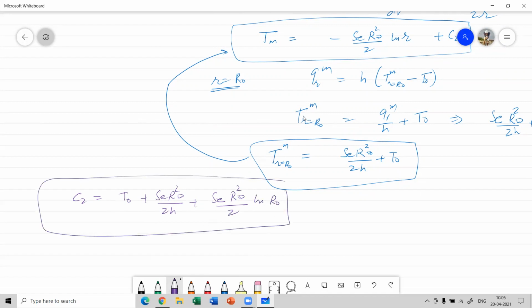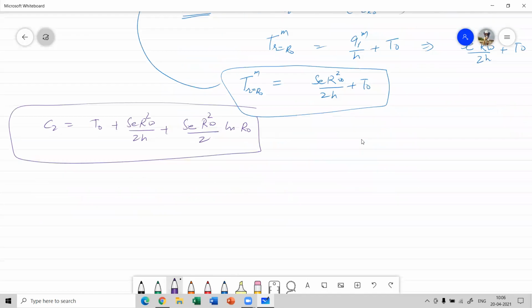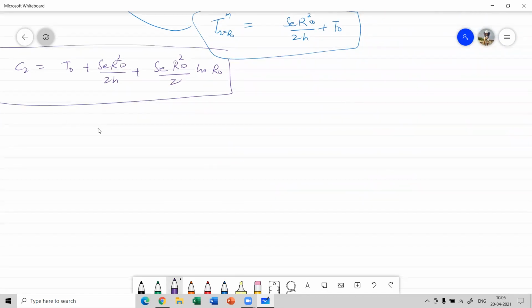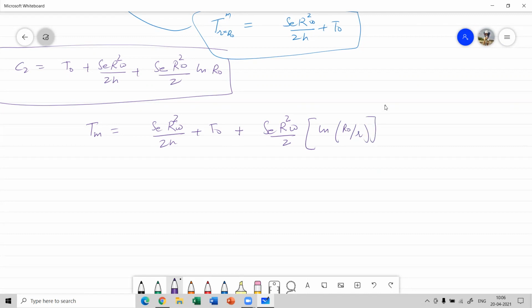Now, if we substitute back over here, we have the temperature profile of the metal, which will be Tm as SE R square W by 2H plus T naught plus SE R square W by 2 into ln R naught by R. So this is the temperature profile of the metal.